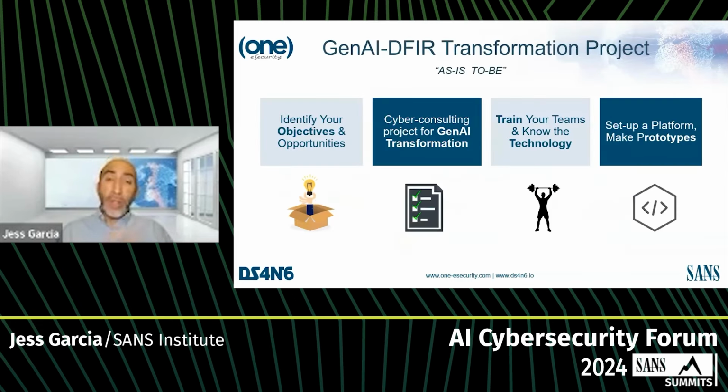So to close the presentation, what you should do is go to your organization and identify how you can evolve. Identify a project to transform your DFIR processes, introducing AI in the places I've been showing you or other places which match your needs, and then train your teams, learn the technology, and set up the platform that you need in order to improve that.